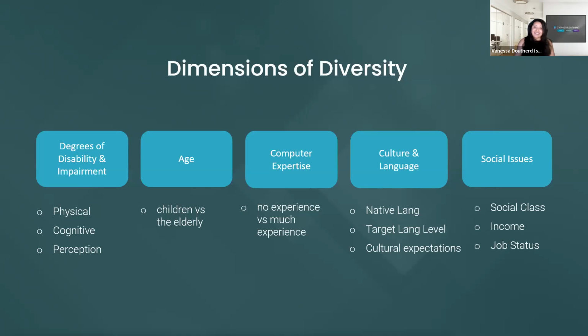Computer expertise is another example of the type of diversity that we take into account with universal design. Someone who has no experience whatsoever with computers is going to need very, very different things from someone who has spent years in an education system that uses technology on a daily basis, who experiences many different types of LMSs and is very agile in the way that they approach the newness of LMS systems. Cultural and language differences are also a great example of what we get to account for when utilizing universal design.